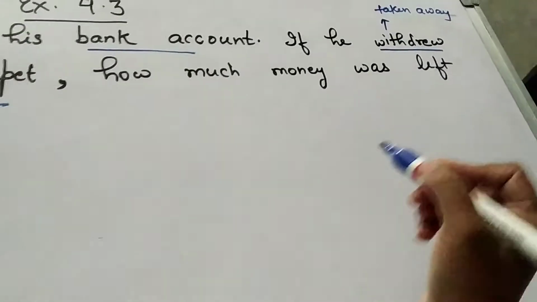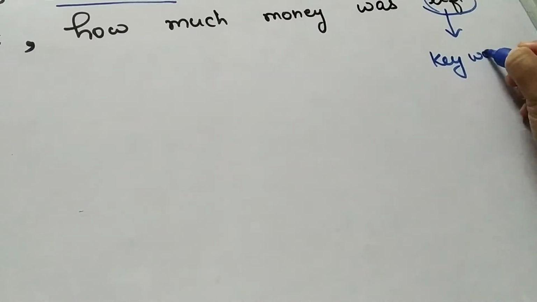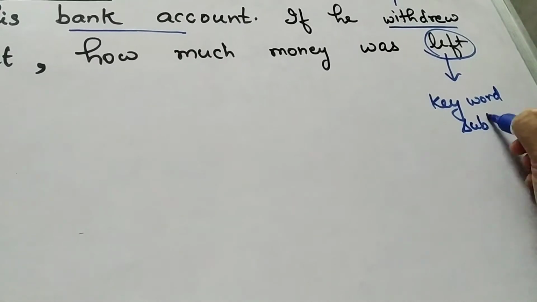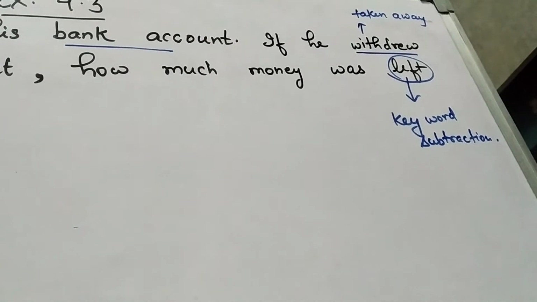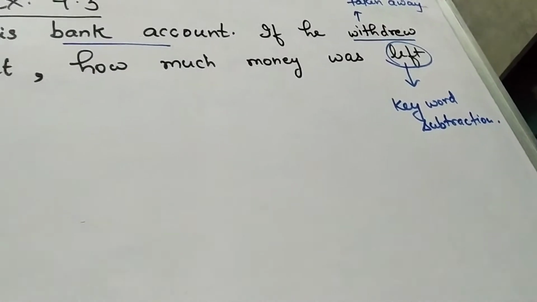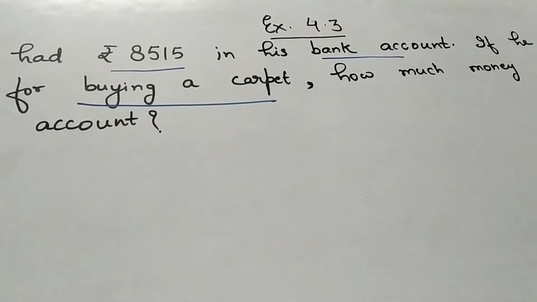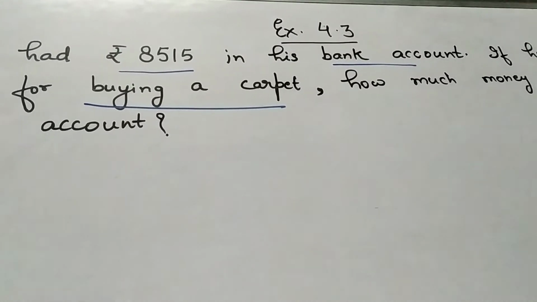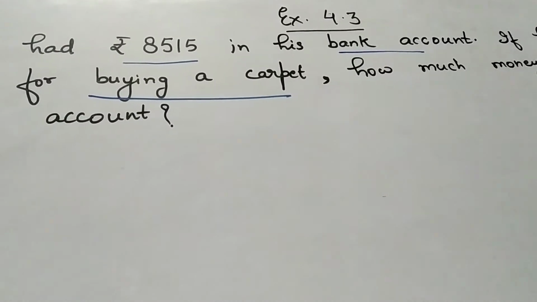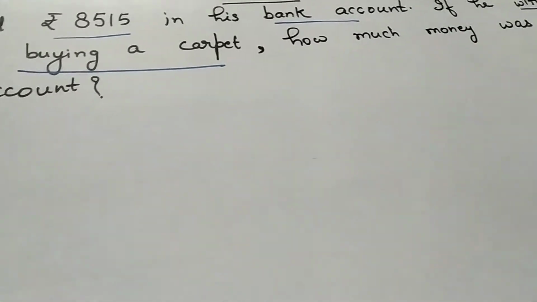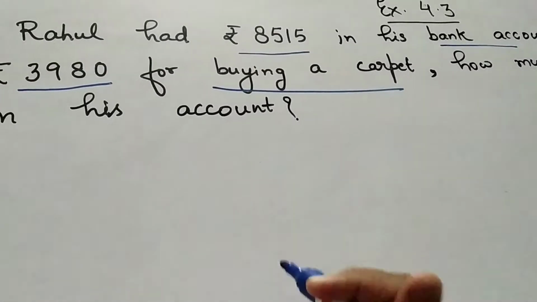How much money was left? Left is a keyword for subtraction. Right? So what we have to do is subtraction in his account. These keywords will help you to identify the type of the problem when the mixed number of word problems will be there. You have to identify. They will not write add, subtract. You have to identify with the help of these keywords. Okay, so we have found these many things.